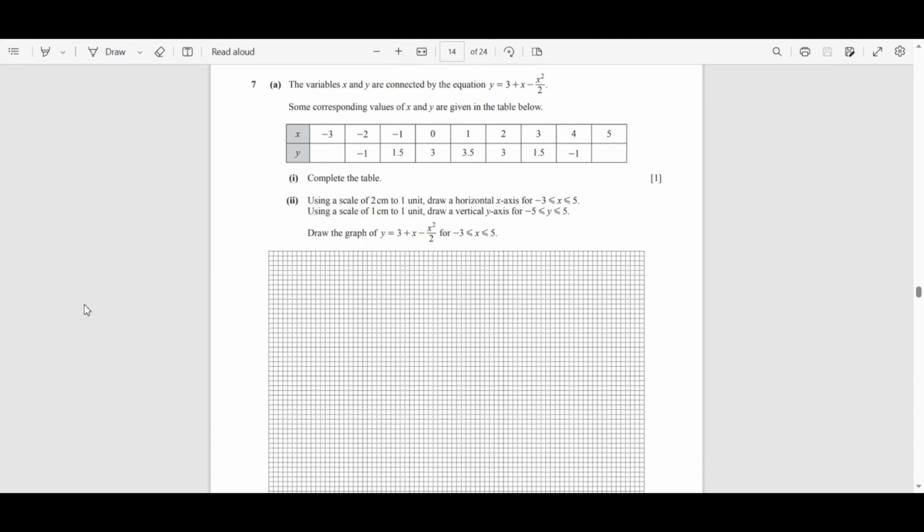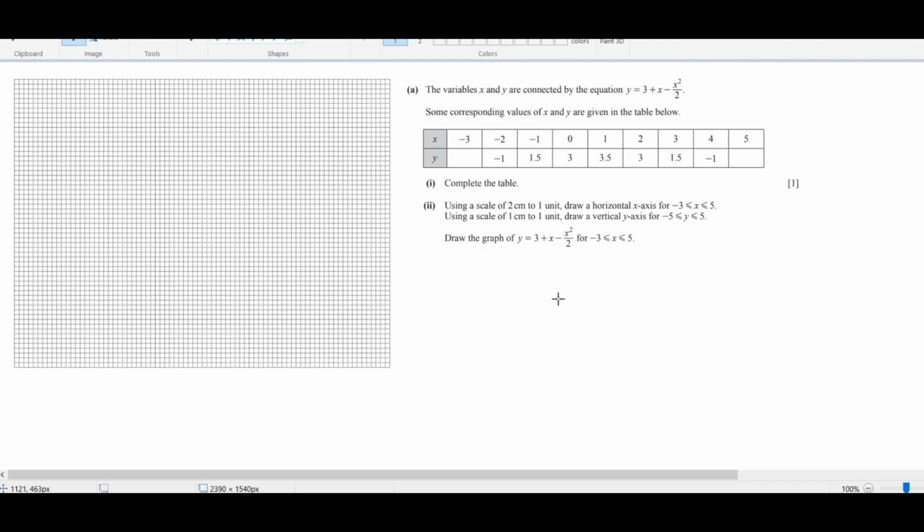Right, so moving on to question 7. I think I should transfer this to a different software where I can easily draw. Right, so I have transferred this question to somewhere else, so it will be easier for me to draw lines in the graphs.